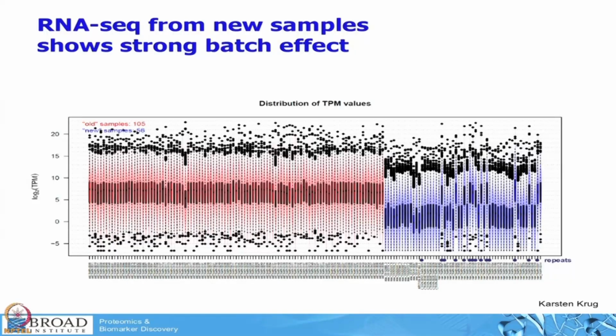So here is an example that Karsten worked on in our group. We had an experiment where there was RNA-seq done from about 105 samples. Those are the red samples. So you can see this is plotting the expression value for all the genes measured using RNA-seq. This is a box plot. You can see the first batch was all fine. There was one sample that was slightly low, but most of them were fine.